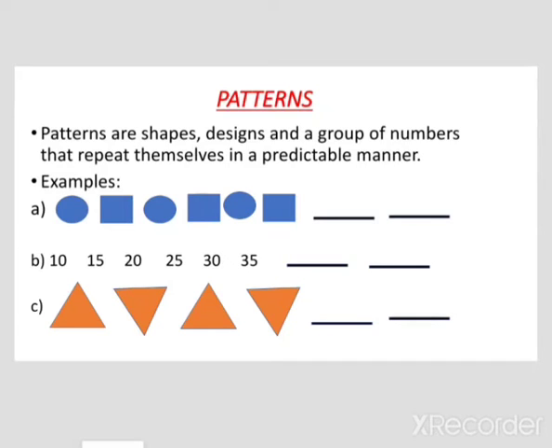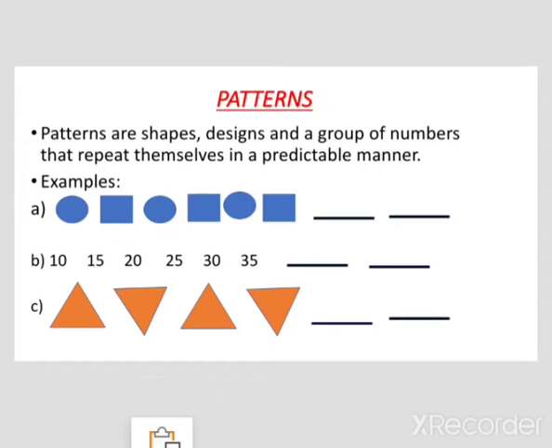But if we are arranging, for example, in the first example, there is a circle, then a square, then a circle, then a square, then a circle, then a square. So how will you complete the pattern? We can repeat the things. After every circle there is a square, and after every square there is a circle again. So we can complete the pattern by putting a circle and then a square.